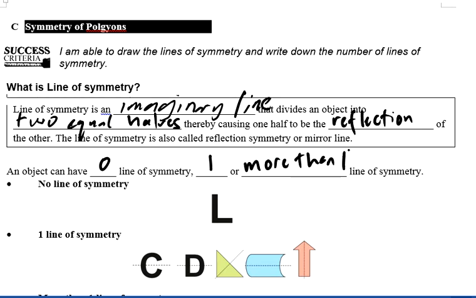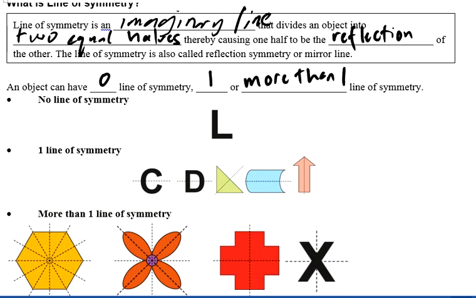The first one we're going to look at will be no line of symmetry. If you take a look at the letter L over here, you realize that no matter where you cut it, you will not be able to get a line of symmetry such that the L can be cut into two equal halves.